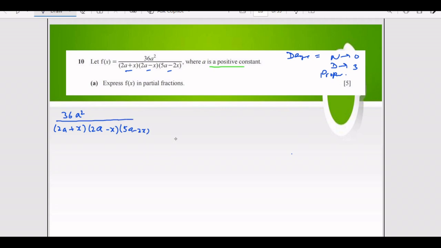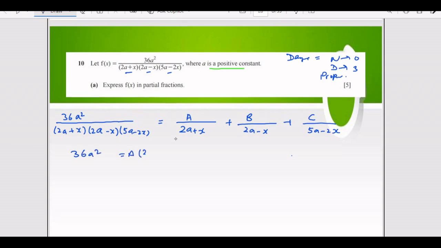So we have here A over the first factor 2a plus x, plus B over 2a minus x, and plus C over 5a minus 2x, right? Now you cross multiply the denominator, so that we get 36a squared equals A into (2a minus x), because the plus x is going to get cancelled, and we have another factor (5a minus 2x). Write this step carefully.